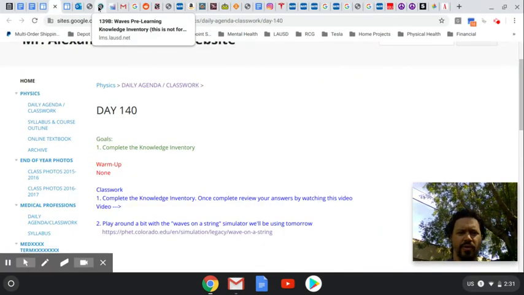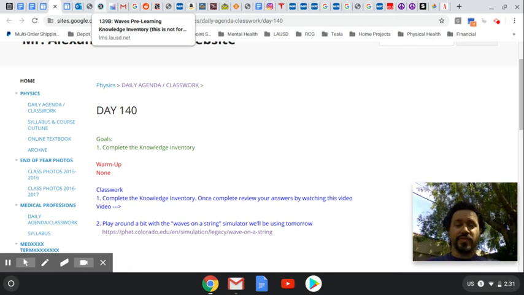Okay, let's go over the knowledge inventory. If you haven't done this yet, please go do it now and then come back. If you did already do it, I made a couple mistakes.